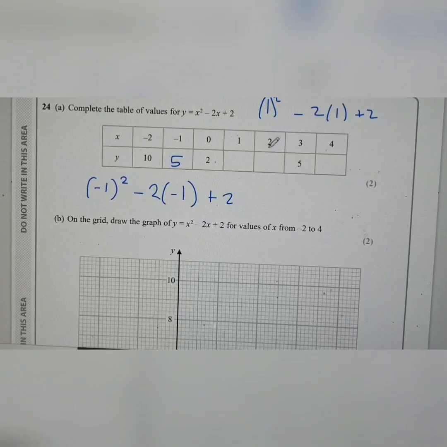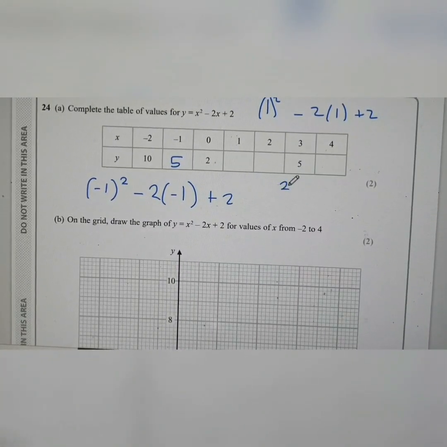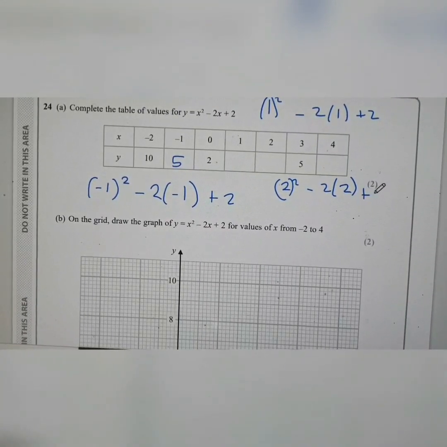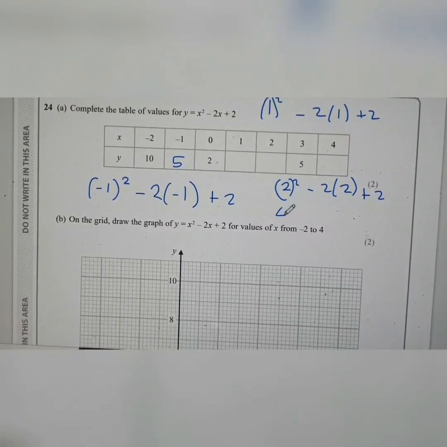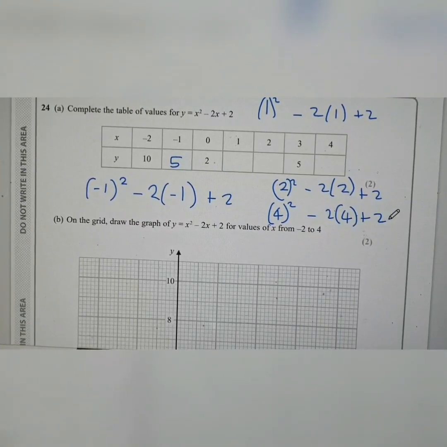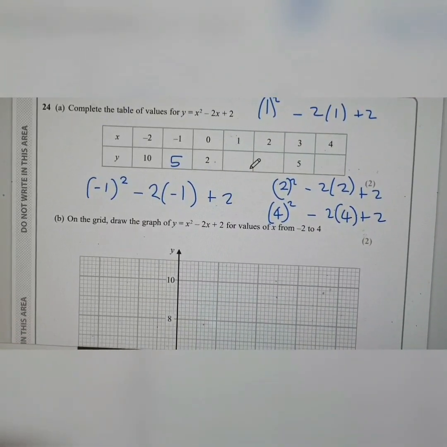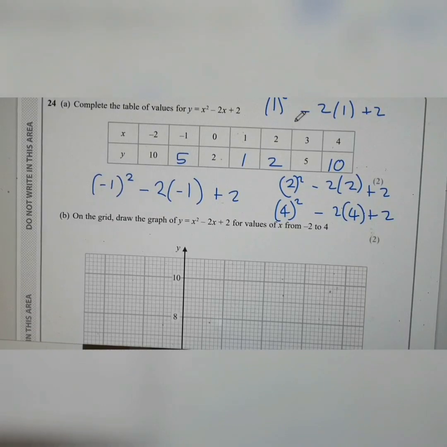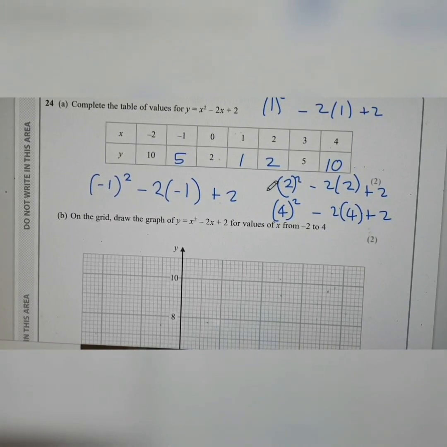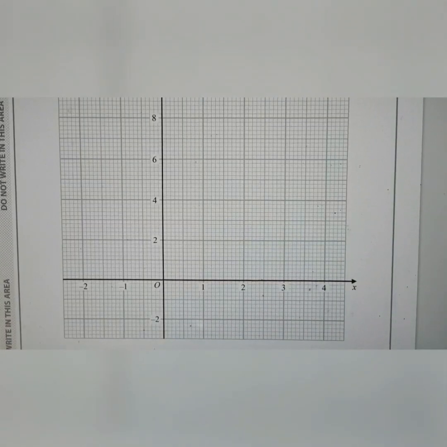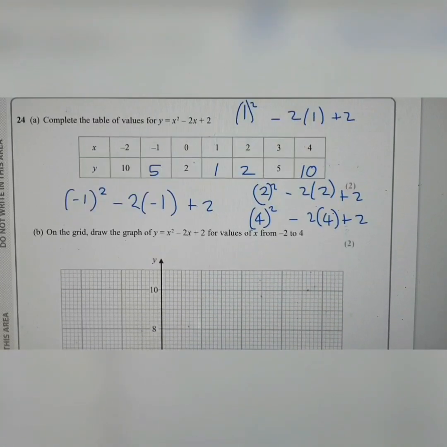And then you're going to do the same for 2 squared. So 2 squared minus 2 bracket 2 plus 2. And then you're going to do it for 4 as well. 4 squared minus 2, 4 plus 2. So you're going to type all that in your calculator to put the values in here. So I've already put the values in. Just make sure that you're typing each of these calculations in your calculator and you are getting 1, 2, and 10 as your solutions.